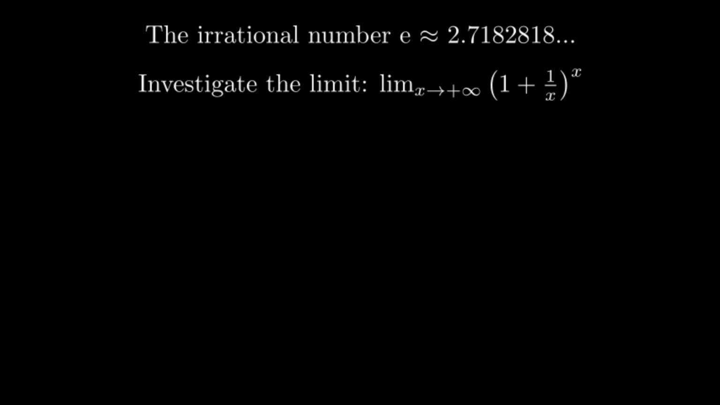This is a strange one. As x goes to infinity, 1 over x goes to 0, so the part in the parentheses goes to 1, but the exponent is going to infinity. So is the answer 1? Is it infinity? It's not obvious. This is another indeterminate form. Let's see what happens when we plug in some very large values for x.